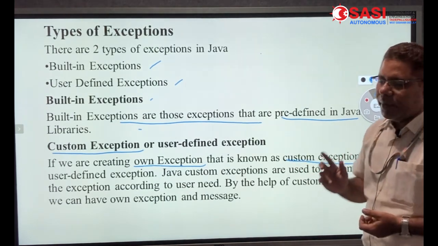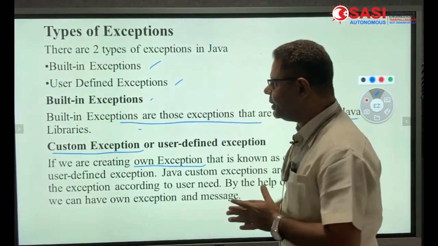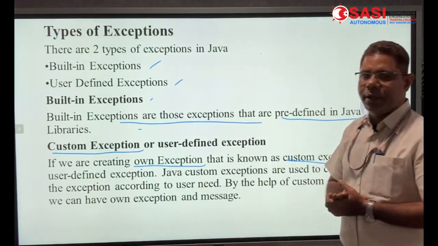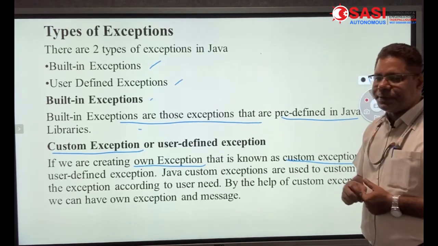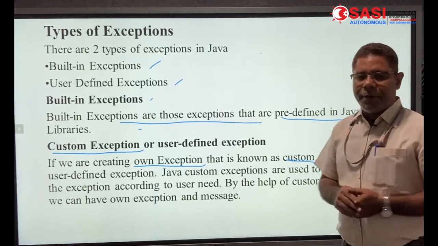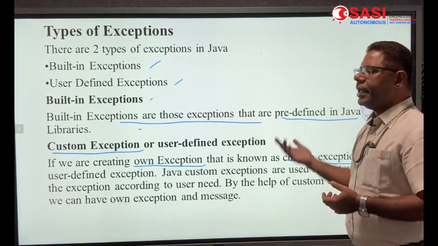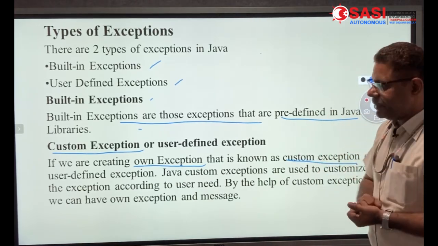So in Java we have two types of exceptions, built-in and user defined. Built-in means Java provides predefined exceptions. User defined exception means the user creates his own exceptions.